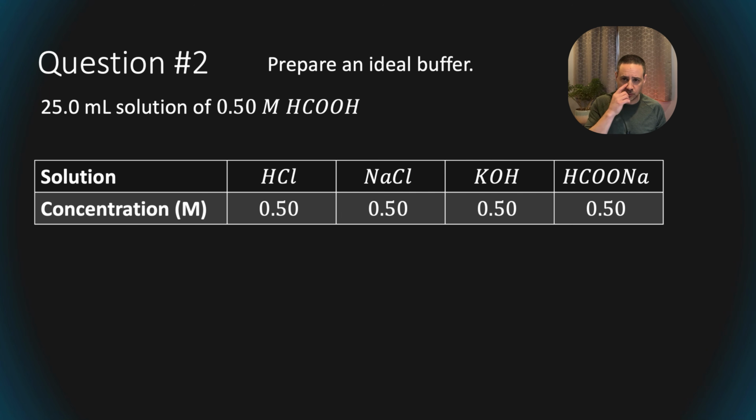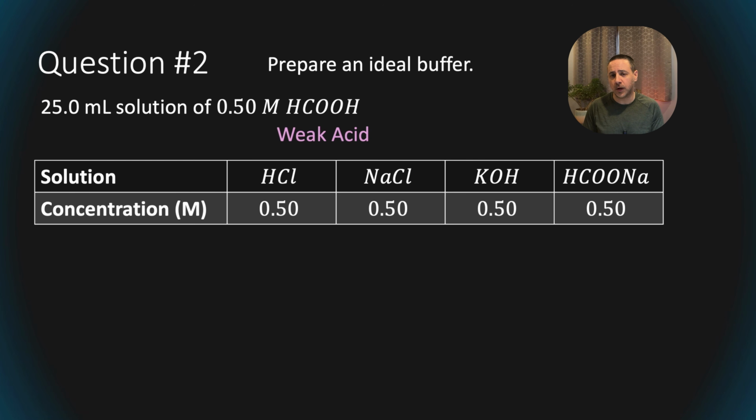We got this data table with 4 different solutions. Right away, I noticed that the concentration of everything here is exactly the same. That simplifies some of our aspects. The question is asking, first, which of these substances in the data table can we add to that HCOOH? What is HCOOH? It's got a carboxyl group. That is a weak acid, specifically an ideal one.